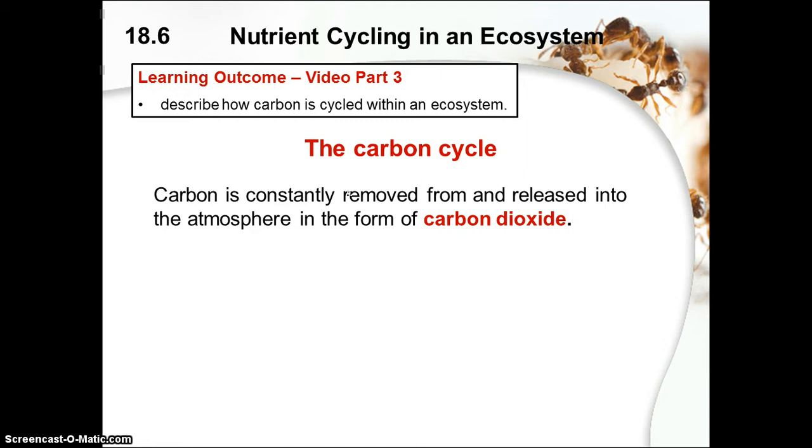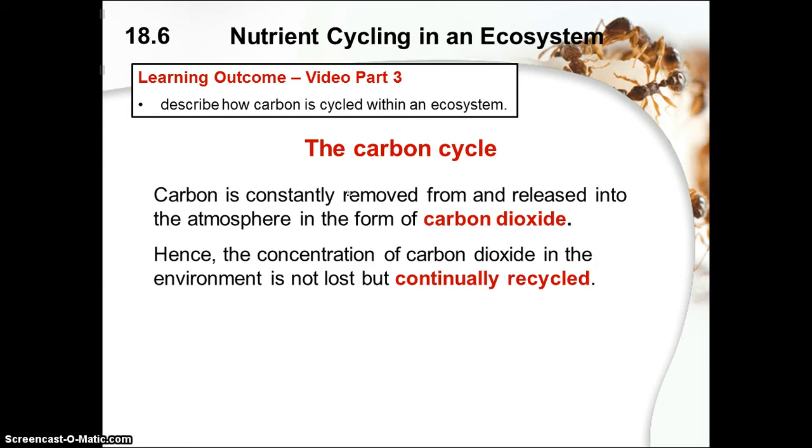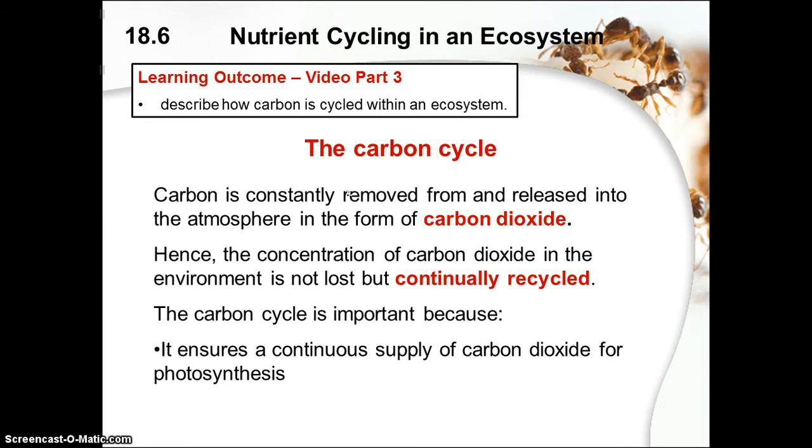Hence, carbon is constantly removed from and released into the atmosphere in the form of carbon dioxide. This is why the concentration of carbon dioxide in the environment is not lost but continually recycled. The carbon cycle is important because it ensures a continuous supply of carbon dioxide for photosynthesis, and it enables energy to flow through the ecosystem.